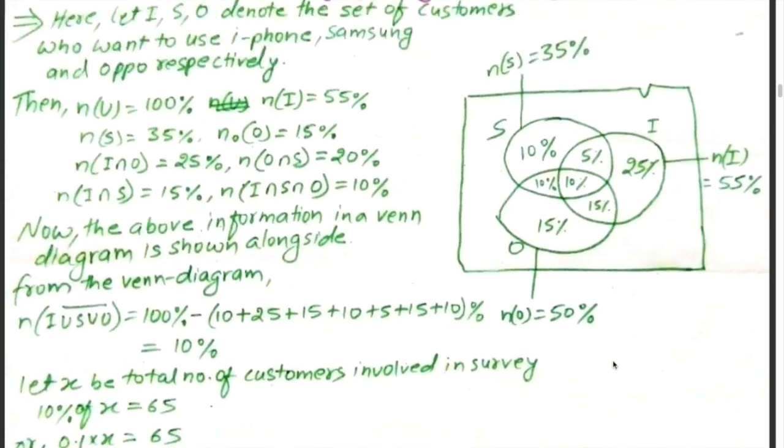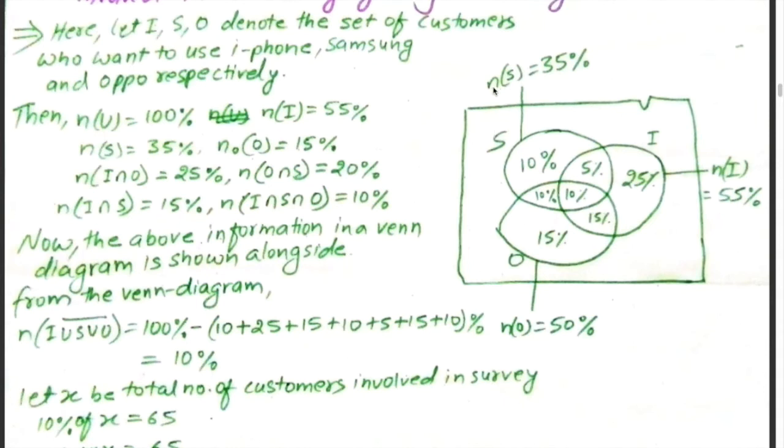Okay. Now I am going to explain the Venn diagram. In this Venn diagram, the big box is the universal set, that is n(U) equal to 100%. Only S is 10%, and not I, meaning only I, is 25%, and not O, meaning only Oppo, the person using only Oppo, is 15%. The intersection of S and I only is 5%, and the intersection of I and Samsung and iPhone only is 5%. Now the intersection of S and O only is 10%. Now the intersection of O and I only is 15%, but the intersection of all three, S, I, O, is 10%. Now we get here O is 15%.